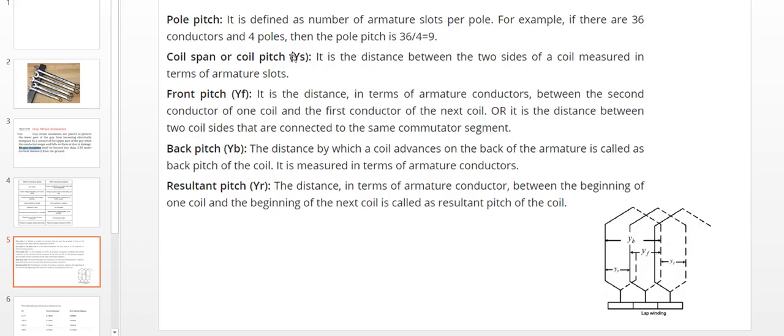Okay, so here some points are there. What is the pole pitch, coil span or coil pitch? Okay, they can also ask the representation of coil span, front pitch, back pitch, resultant pitch. So these are very important points, and they can ask for the diagram, like where the YB is located, where the front pitch is located, what the resultant pitch is, what the back pitch is, what the front pitch is, what the coil pitch is, what the pole pitch is. They can ask anything from these points. You can remember these points easily.